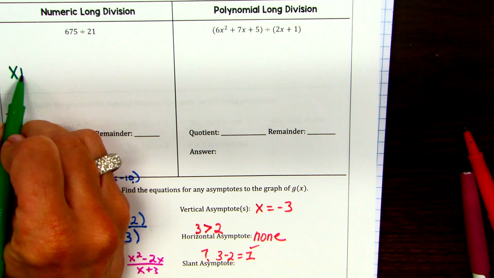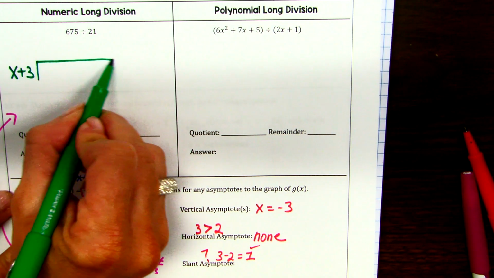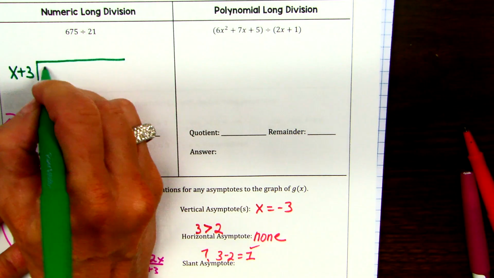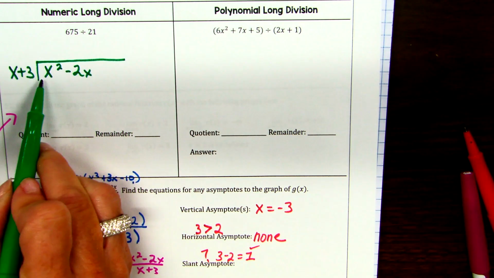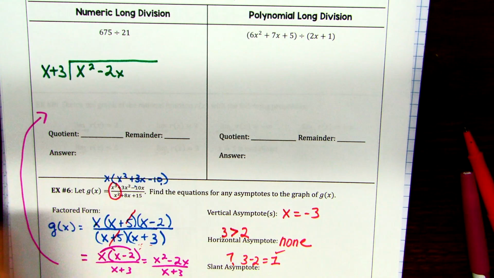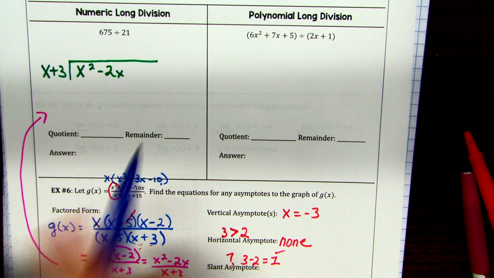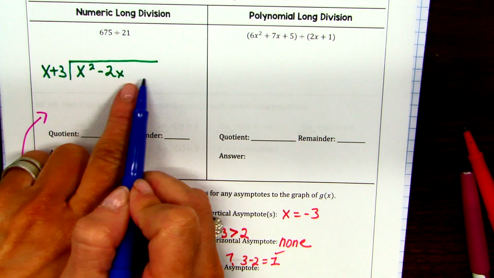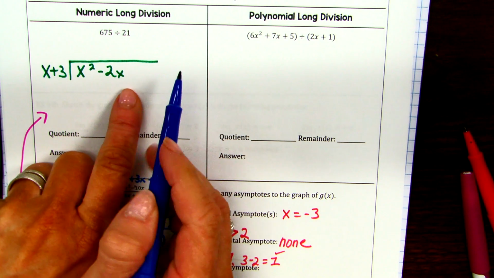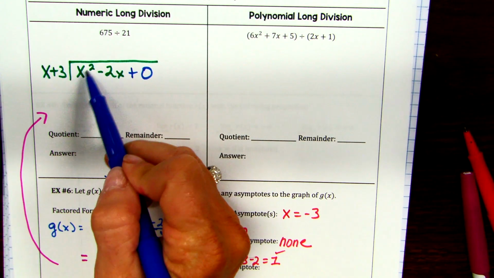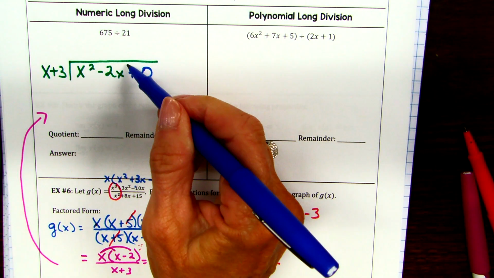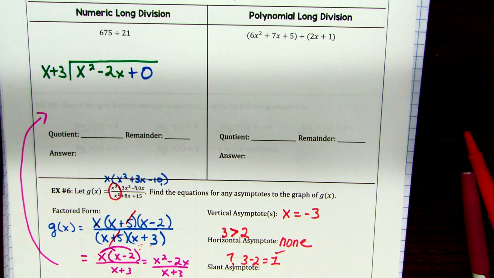So we have x plus 3 is our divisor, and x squared minus 2x. Now, we haven't seen this yet. I know it's something you might have talked about in Algebra 2, but whenever one of the pieces of your dividend, is what it's called, is missing, you have to put a placeholder there. So it's x to the second, x to the first. We're missing a constant, so you put a 0 there for a placeholder. We haven't seen that in this class so far, so I wanted to point that out.